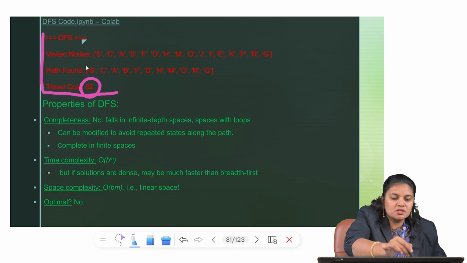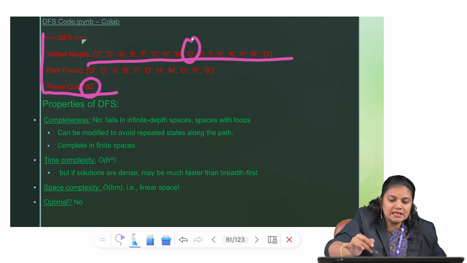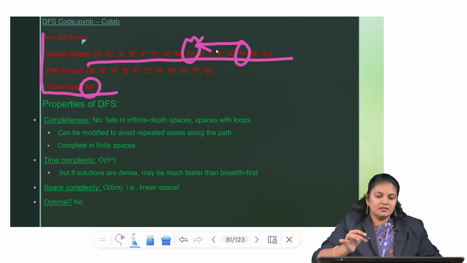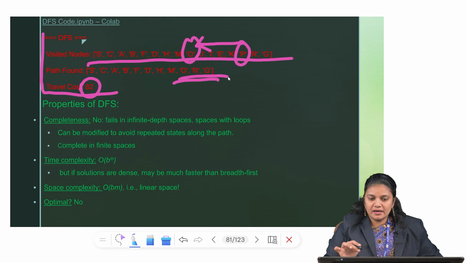The visited nodes are more. Yet from O till this P, we went for a backtracking. That's why in the path, those nodes are not coming. There O is getting repeated and we are getting this shorter path.